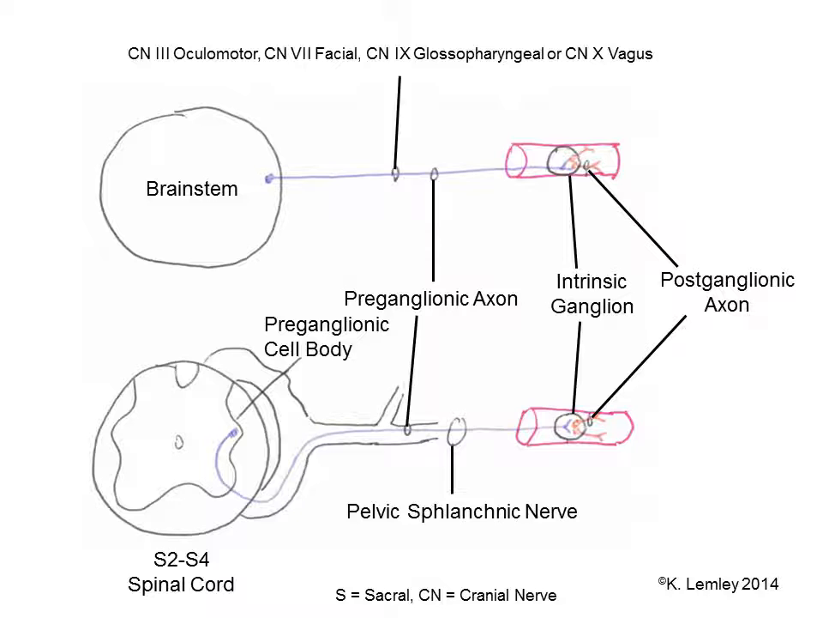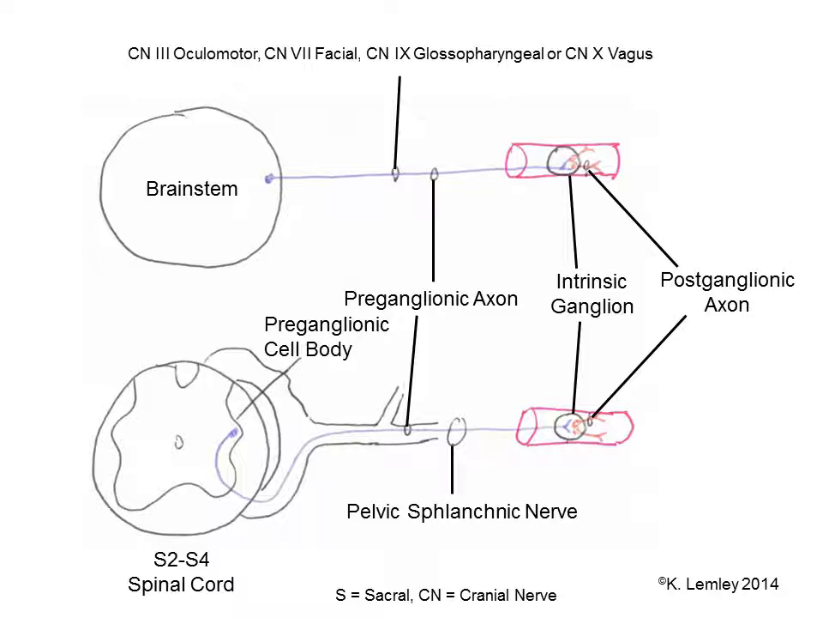Here is another representation of the parasympathetic nerve pathway with a little bit more detail. So originating in the brainstem, we have the preganglionic neurons that are traveling in cranial nerve 3 oculomotor, 7 facial, 9 glossopharyngeal, or 10 vagus, synapsing on the postganglionic neurons in the intrinsic ganglion, which is close to or within the wall of our target.